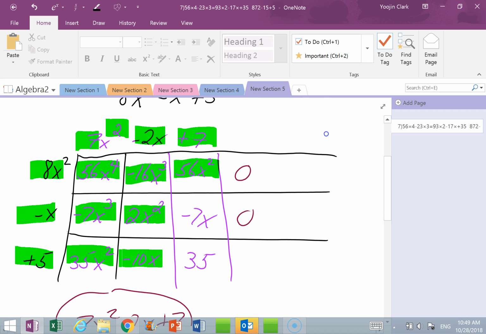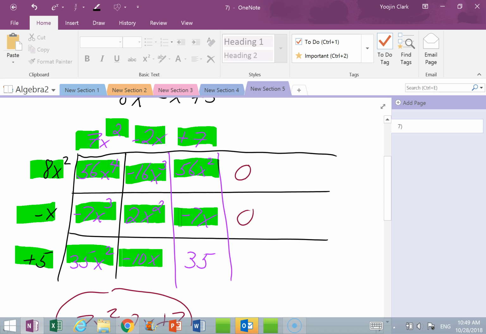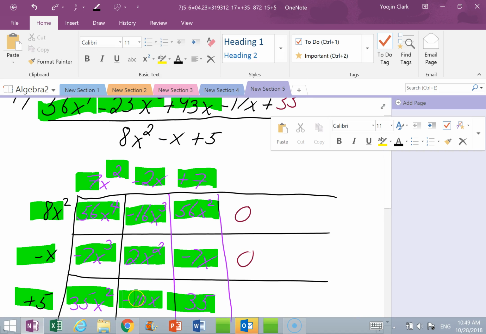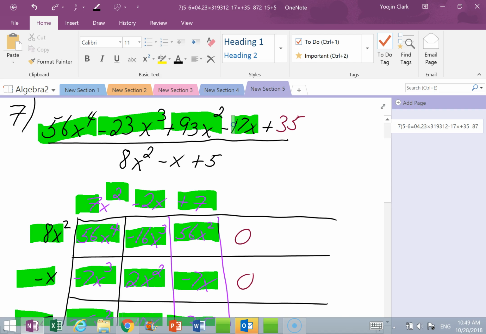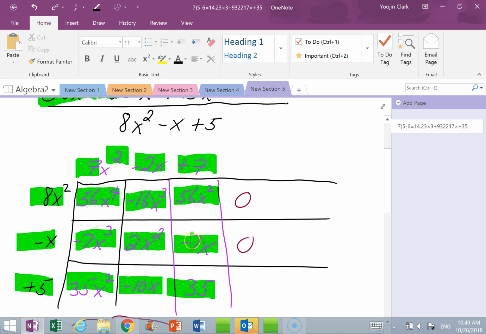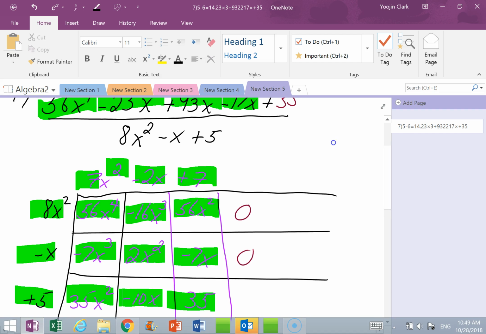Then you multiply down the column again. 7 times minus x is minus 7x. 7 times 5 is 35. And then we're going to add these x's together. I have minus 10, minus 7. How many x's do I need? Oh, minus 17. How much do I need there? I don't need anything. Minus 10, minus 7, so I'm done with them.